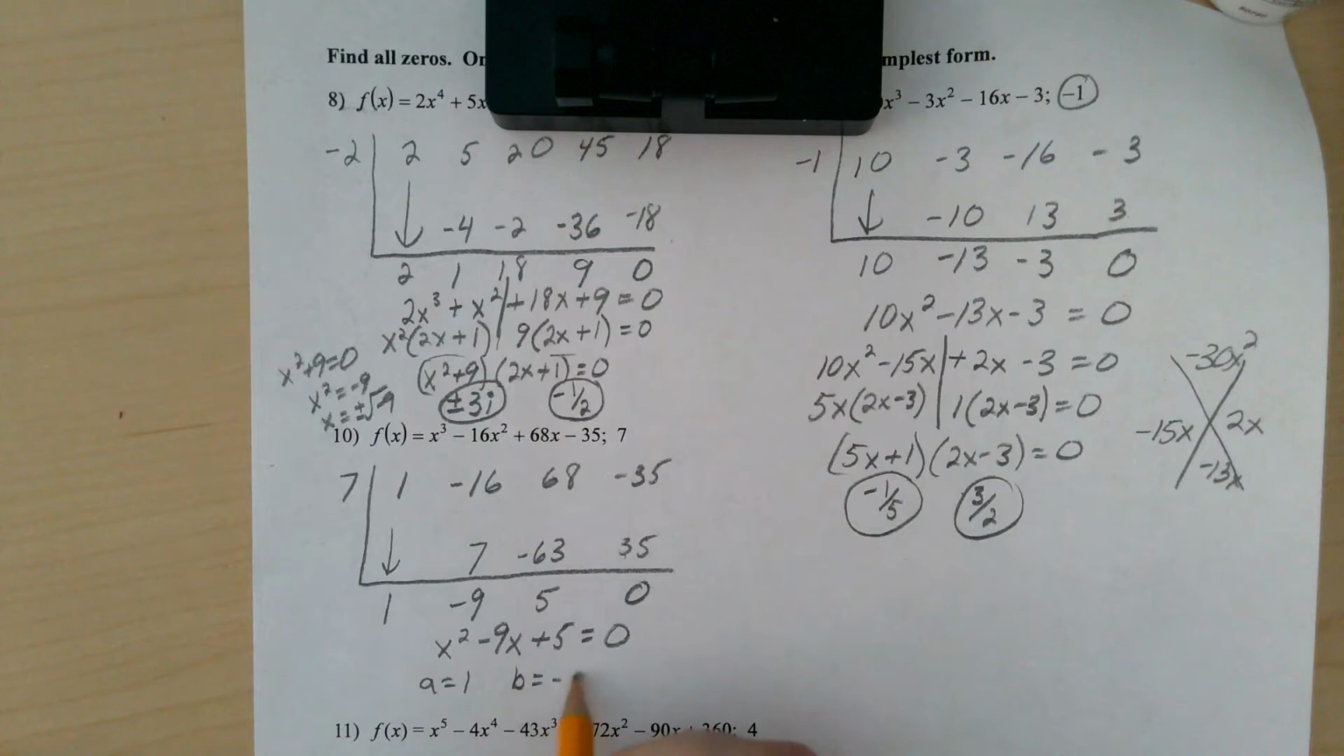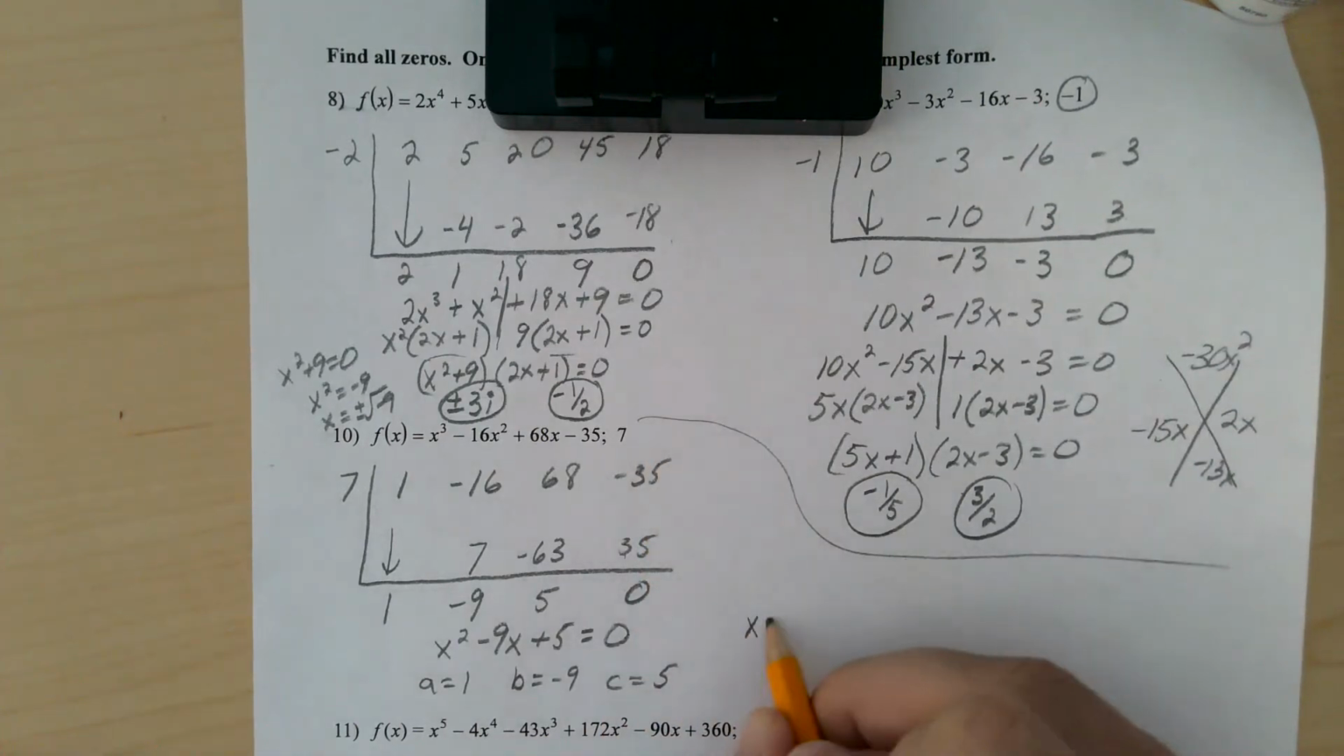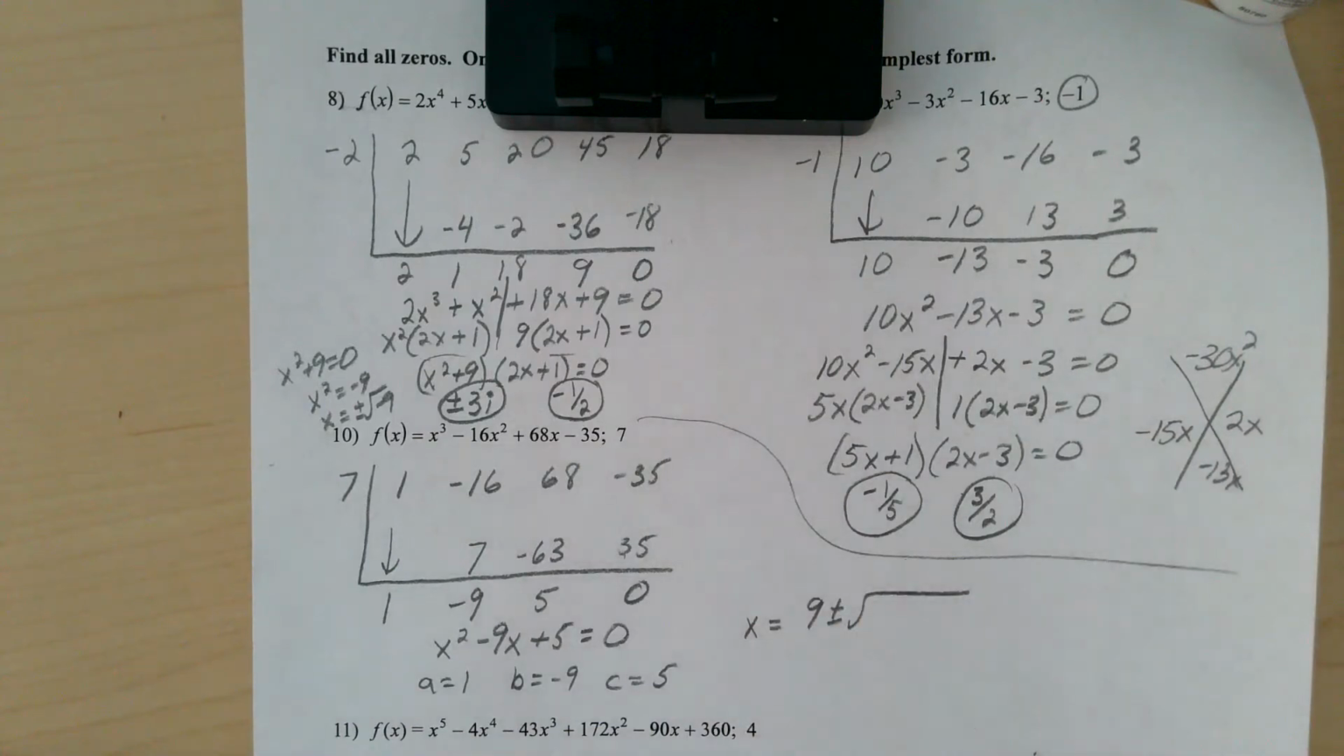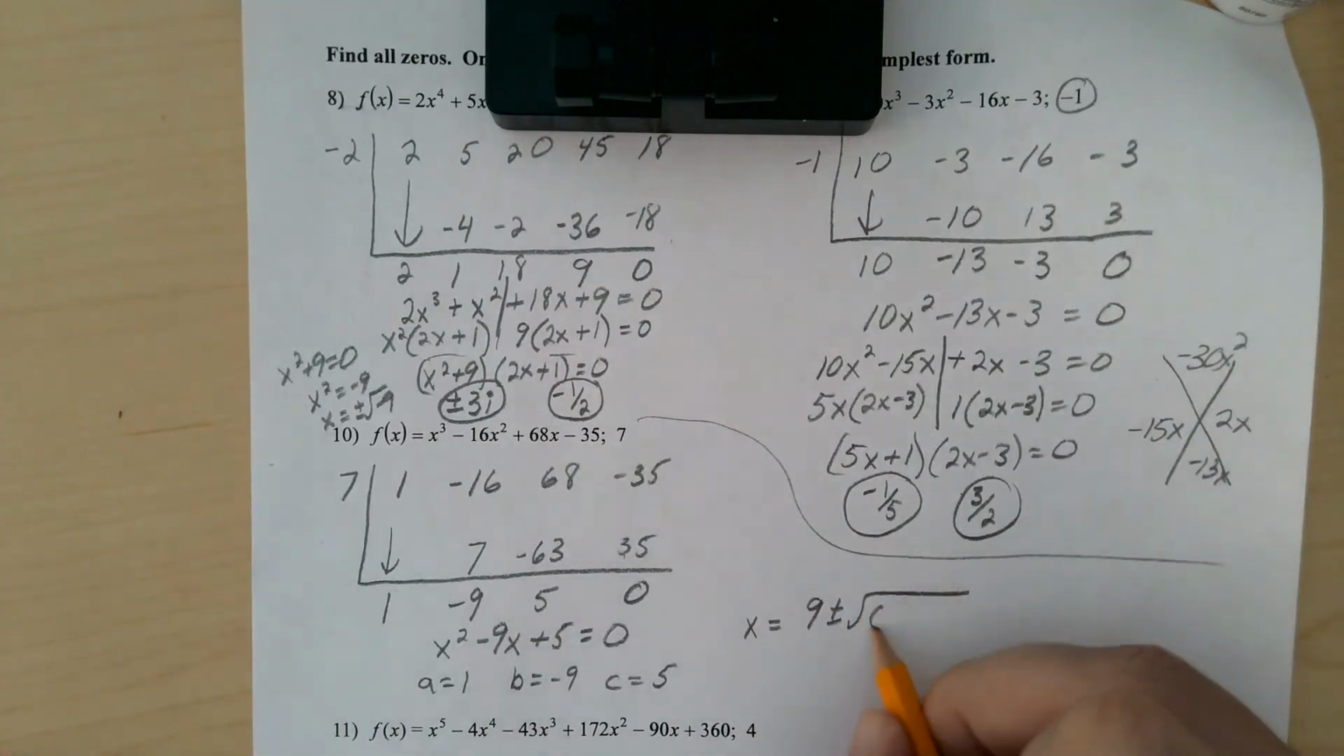Your B is a -9. Your C is a 5. And hopefully you have that quadratic formula memorized by now. The quadratic formula tells you to take the opposite of B. So I have a +9 on the outside.